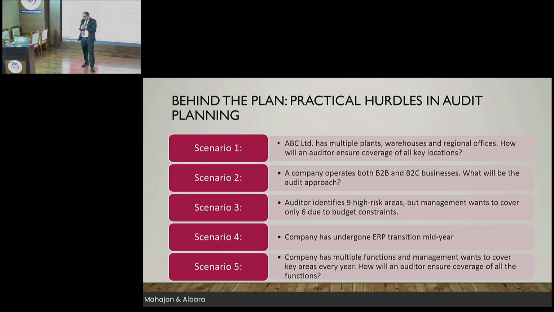Yes, correct. So now see, there are 30 plants, there are 25 warehouses, and all need to be covered, but you have a limitation of resources. You can't have so many resources to cover all the plants, right? But still, you need to give comfort to the management that there is reasonable assurance that all the key controls are getting covered, right? So in that scenario, what do we do?